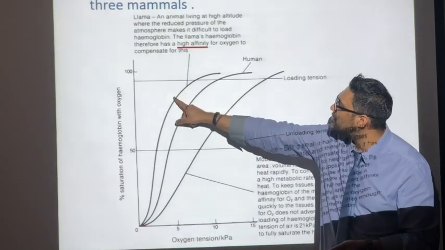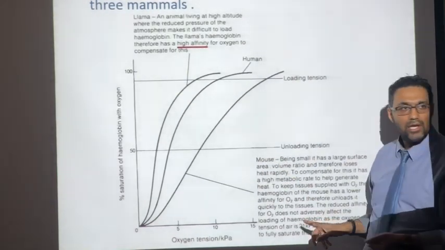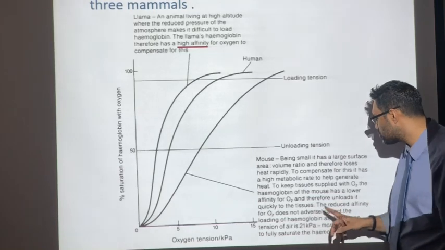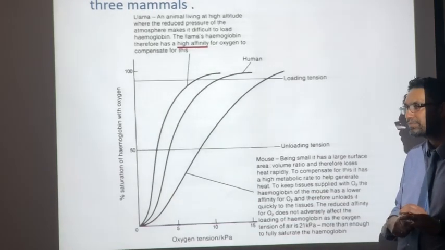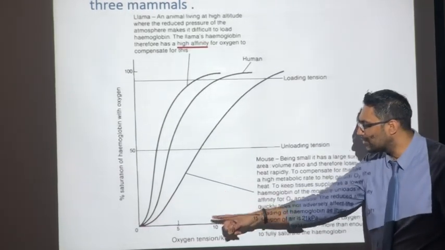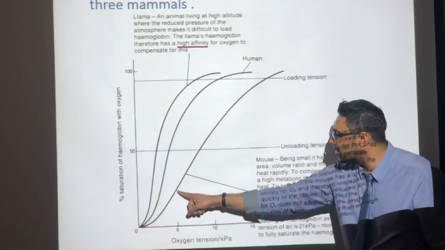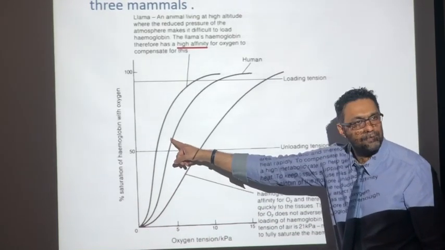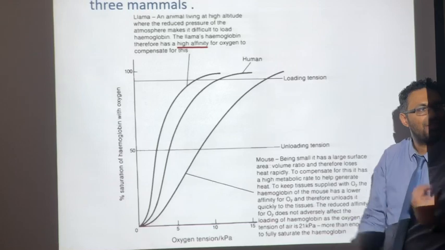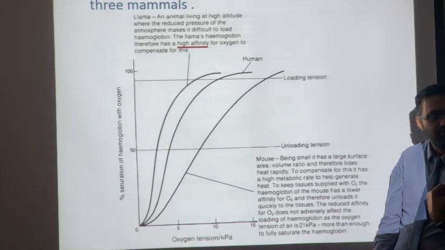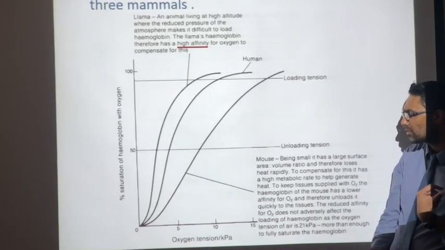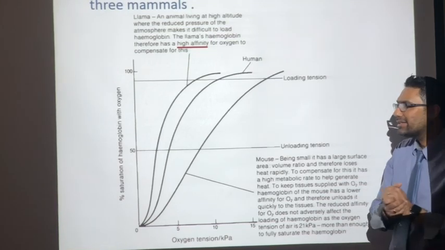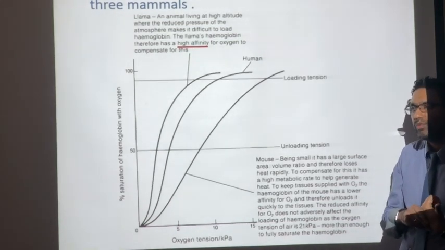The llama's on the left. So can you move a bit to the side so I can see the mouse? The mouse is to the right. Because look, it's shifted to the right. So if I go up the PPO2 at 5, the mouse is there, and the human's up here. So humans have got a greater affinity for the oxygen. Okay? Right, let's think of some other examples then.